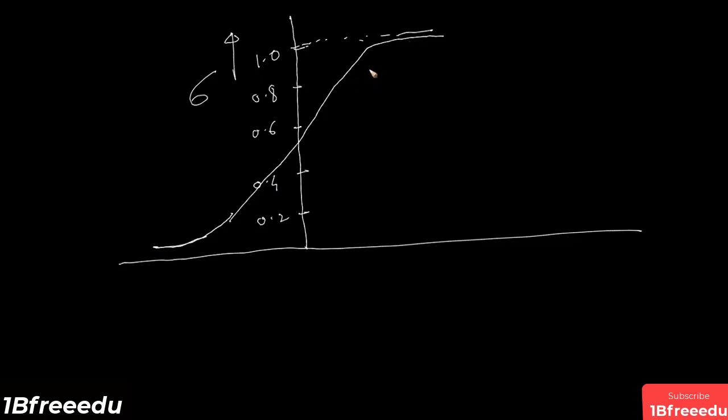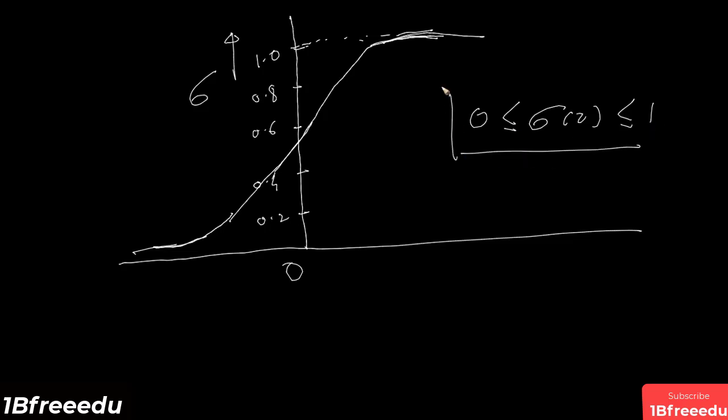So the sigmoid function is a tapering function. That means it tapers off after one, right? The value of sigma does not go beyond 1. The maximum value of sigma is 1. The value of sigma varies between 0 and 1. This S-shaped curve is the graph for sigma. So if I write, 0 is less than or equal to sigma of z, which is less than or equal to 1. So the maximum value of sigma is 1, the minimum value is 0. That's the important point.